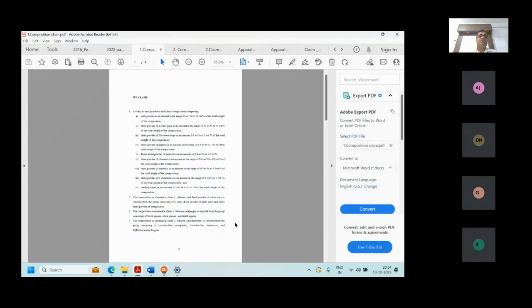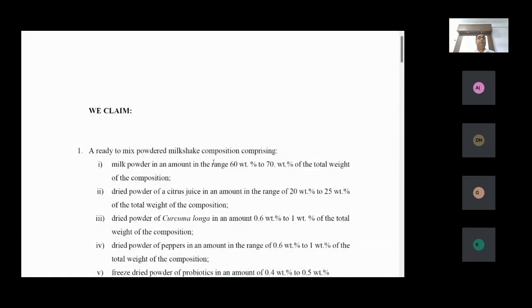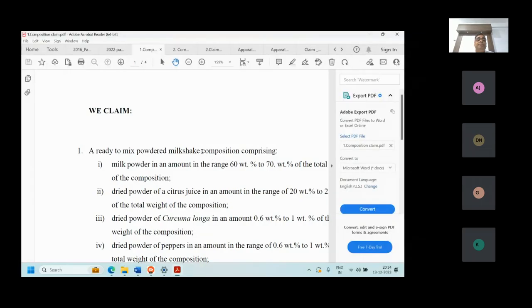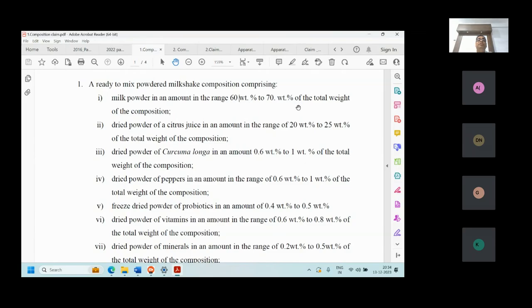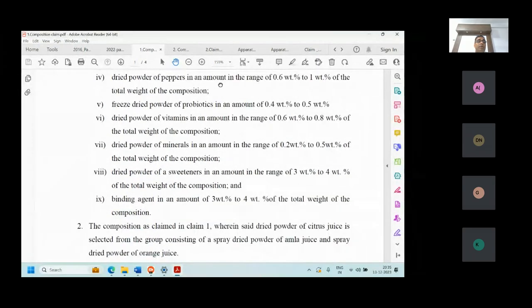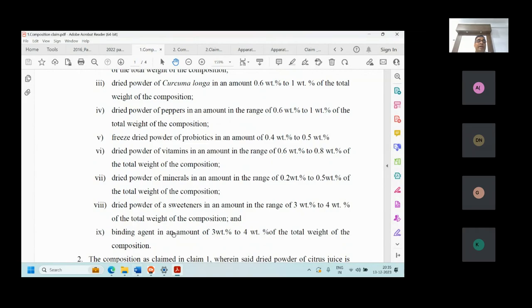It should be like this. I will be circulating these claims to you for your understanding. Okay, see, this is a composition claim. A ready to mix powder milkshake composition comprising milk powder, in an amount in the range of this to this. See, understand. After composition, they should have used a comma. That would have made it better, but no problem. Preamble, and then comprising, colon, and then semicolon. All the elements have been described. All the composition ingredients, including the binding agents.